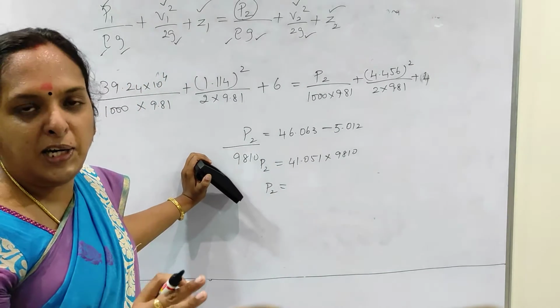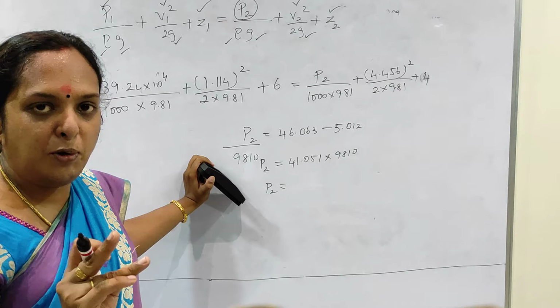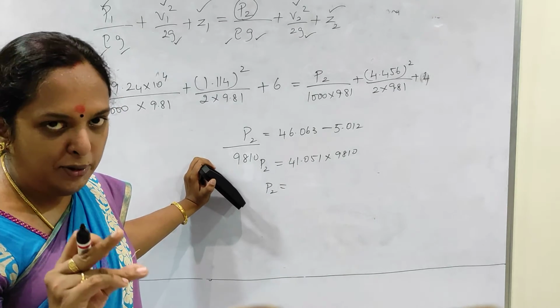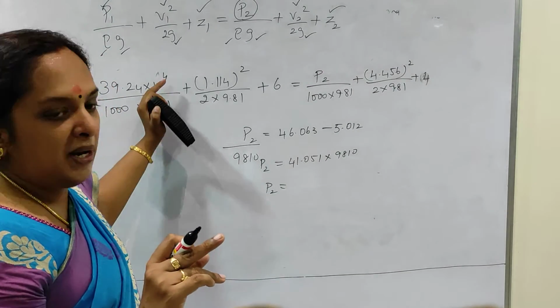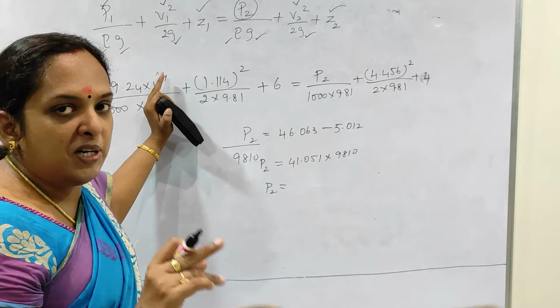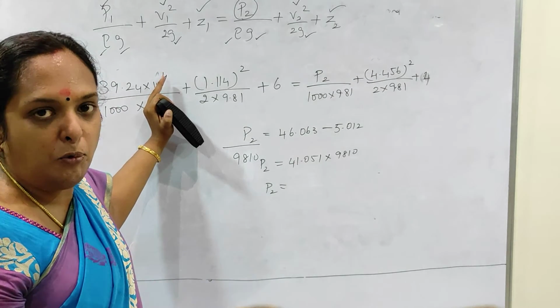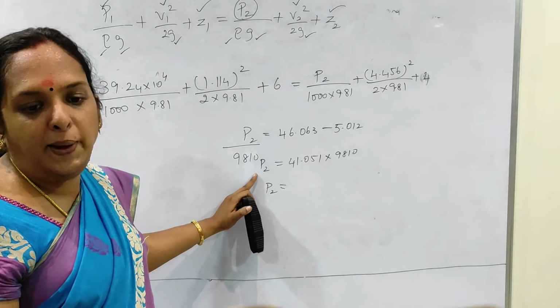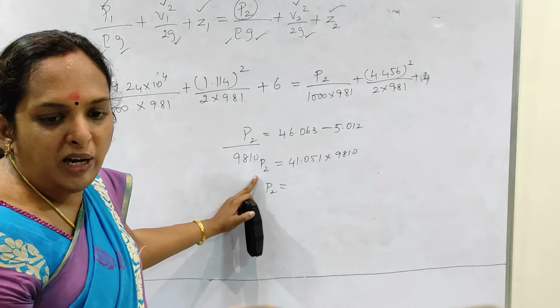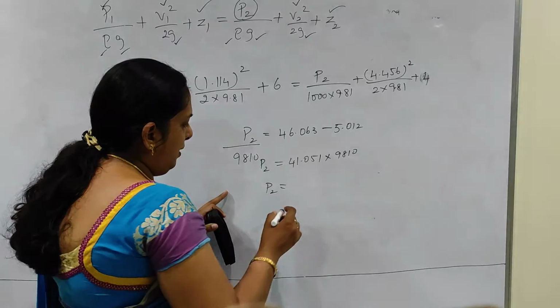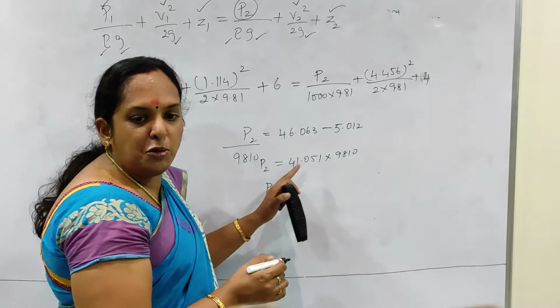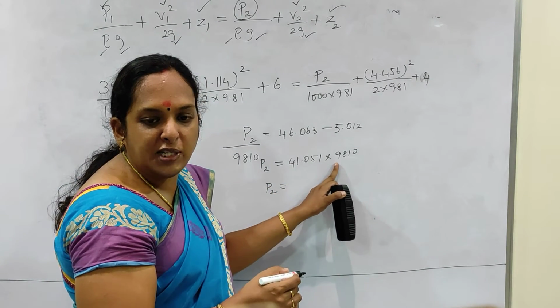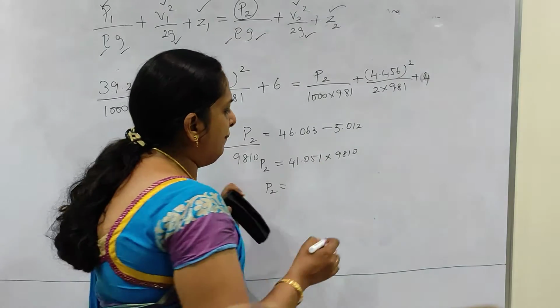We are just finding out the velocities V1 and V2 by using the discharge formula and the continuity equation. Then we are applying Bernoulli's equation at section 1.1 and 2.2. The unknown here is P2. So my P2 value will be 41.051 into 9810. What is its unit? It is Newton per meter square.